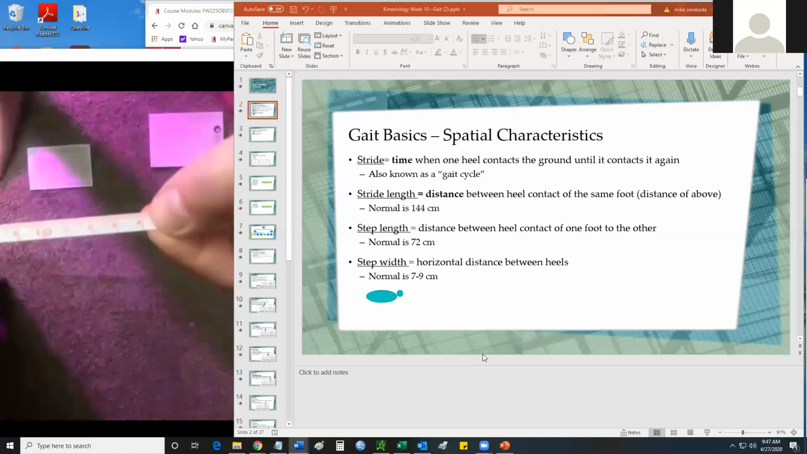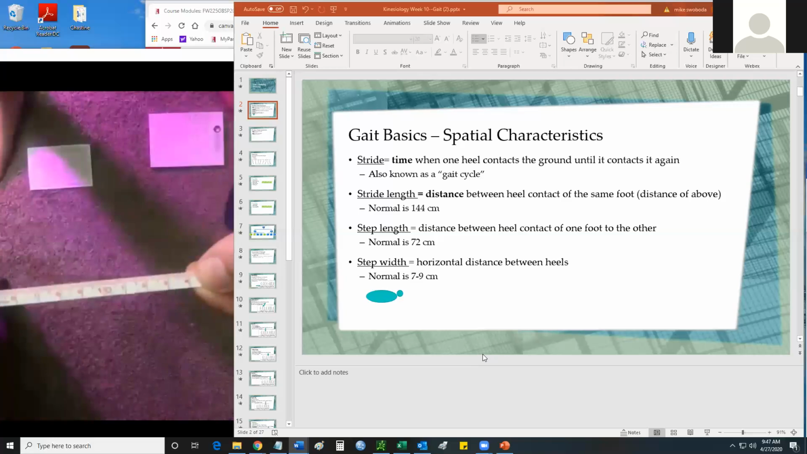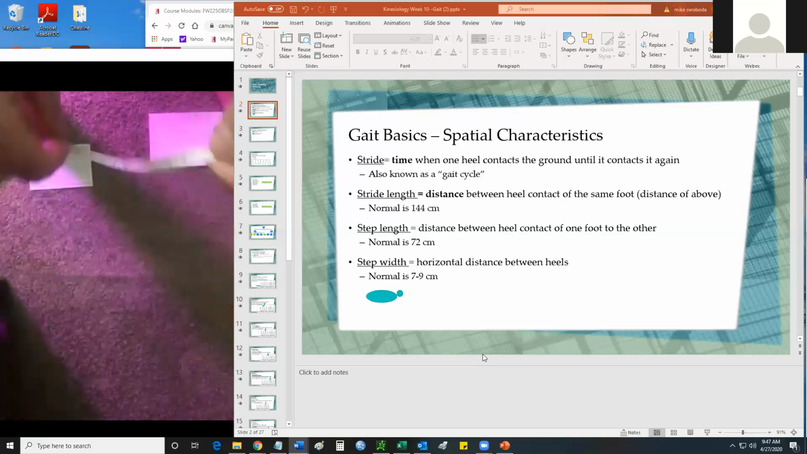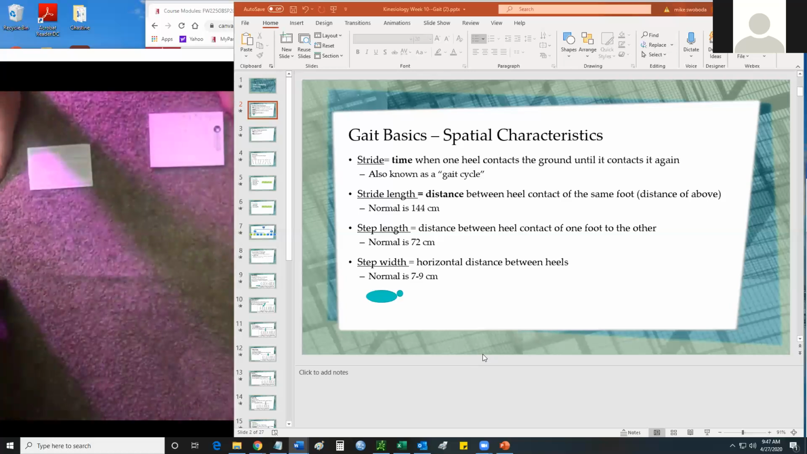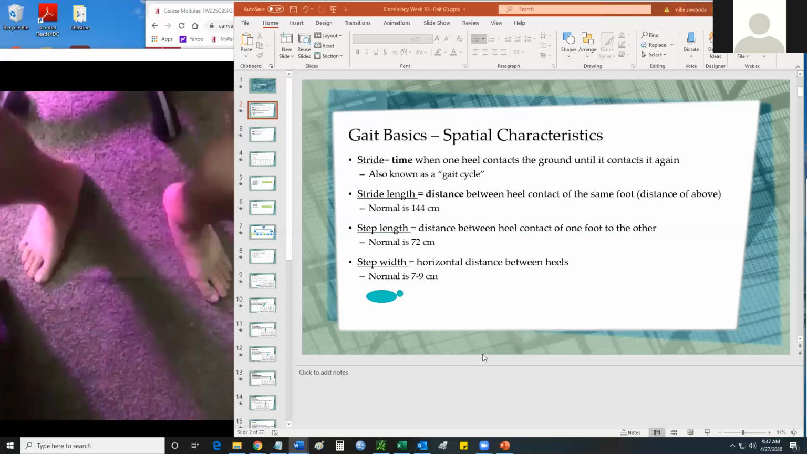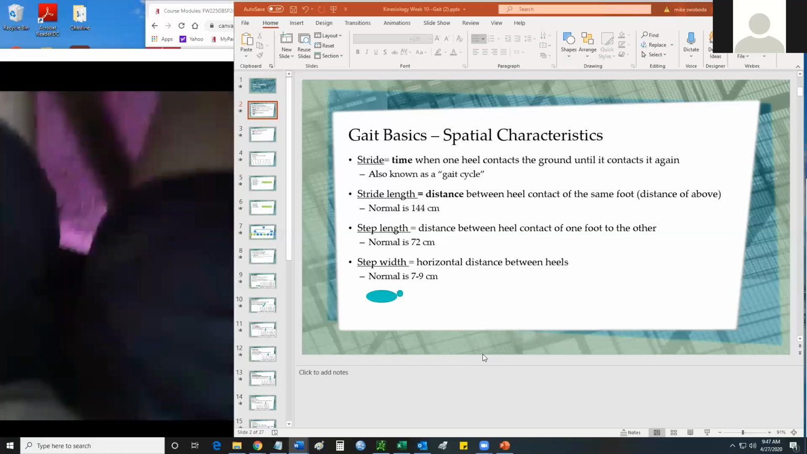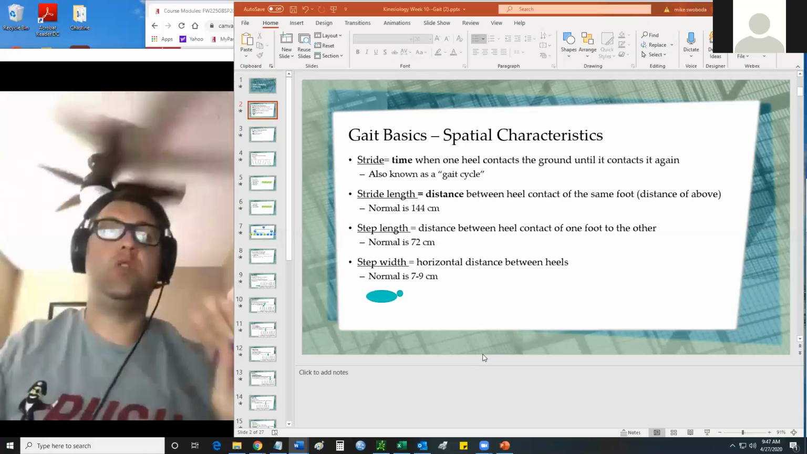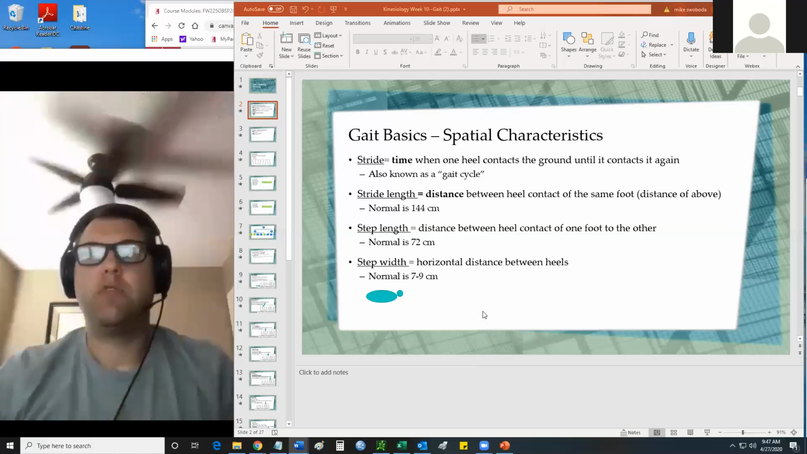And for this, I got about 14 centimeters. So normal is 7 to 9, but granted, I'm just kind of piecing this together for you. So most likely my actual measurement was a little bit off there. But now at least you have a decent idea of what these two look like. And I'll go over this again here at the end.